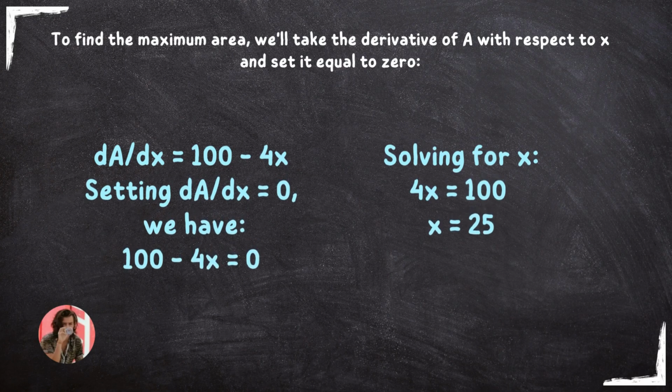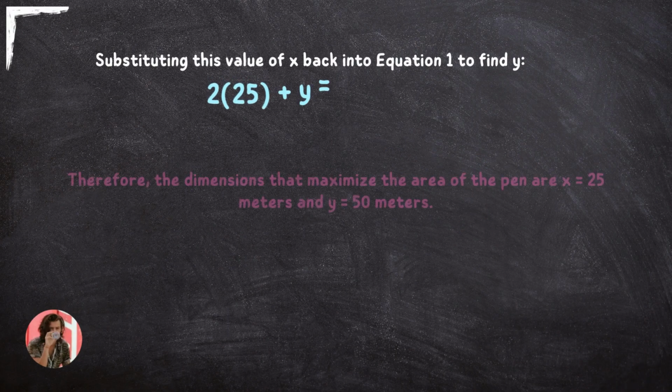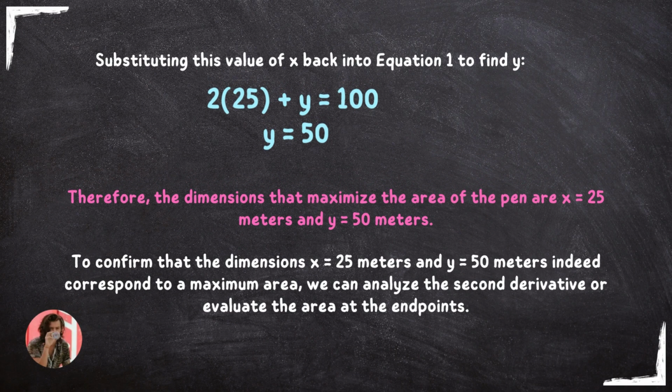To find the maximum area, we take the derivative of A with respect to x and set it equal to 0. So dA over dx equal to 100 minus 4x. After that, we set dA over dx to 0, so we have 100 minus 4x equal to 0. Then we solve for x. So we get 4x equal to 100 and the value of x is 25. After that, we substitute that value of x back into equation 1 to find the value of y.